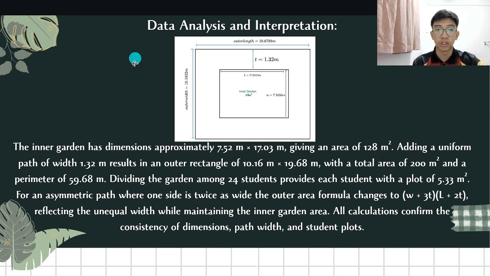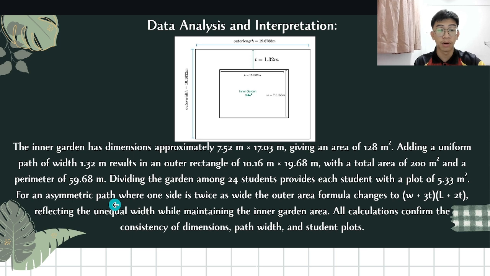So for the conclusion, this is the data analysis and interpretation. The inner garden has dimensions approximately 7.52 meters times 17.03 meters, giving an area of 128 meters square. And adding the uniform path of width 1.32 meters results in an outer rectangle of 10.16 meters times 19.68 meters with a total area of 200 meters square and a perimeter of 59.68 meters. By dividing the garden among 24 students, each student is provided with a plot of 5.33 meters square.